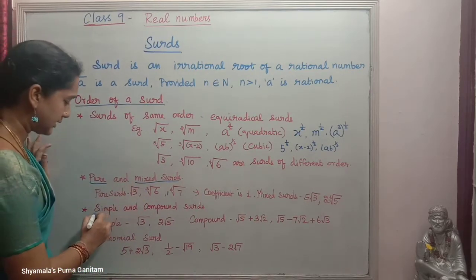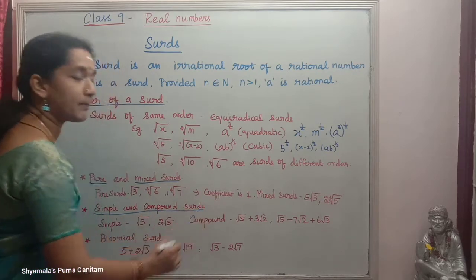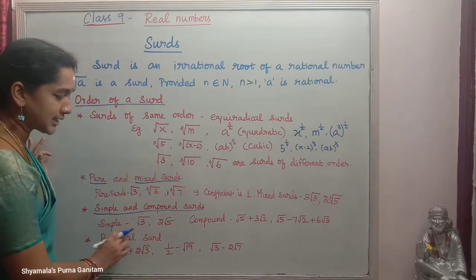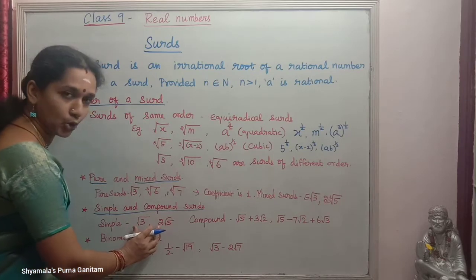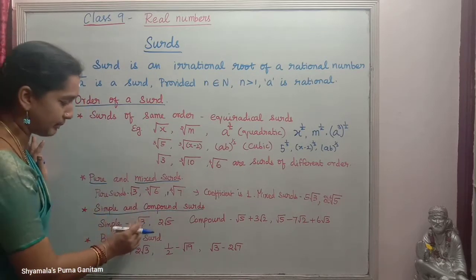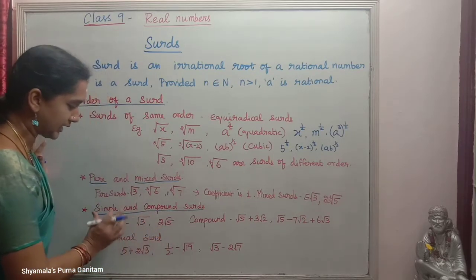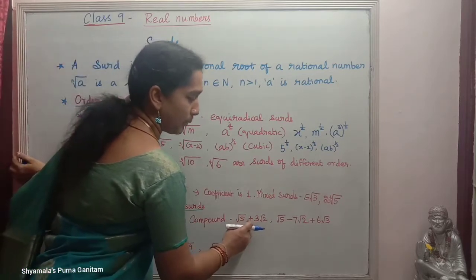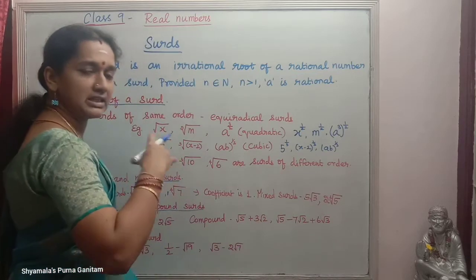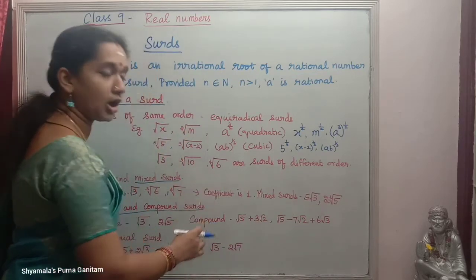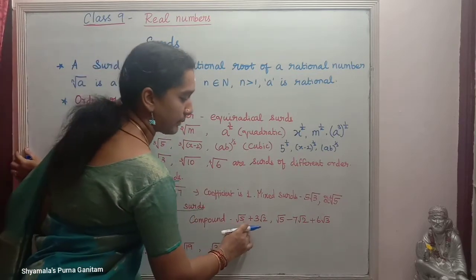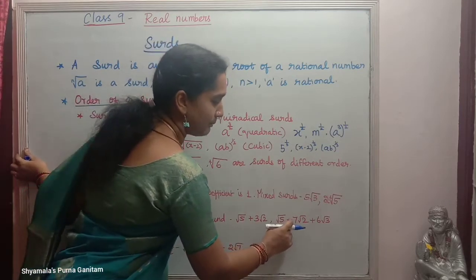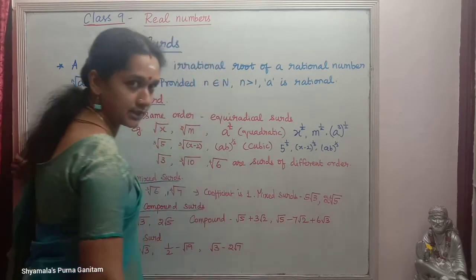Then next one is simple and compound surds. Simple surds are root 3 or root 5. Only one term will be there. That is called simple surds. Compound surds have positive and negative terms in them. That is, it will be a mixed one. That is called compound surds. Root 5 plus 3 root 2. Root 5 minus 7 root 2 plus 6 root 3.